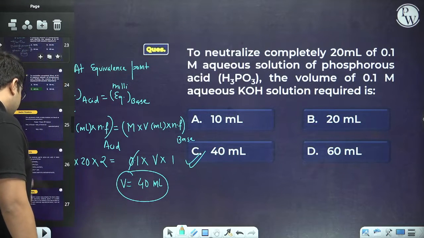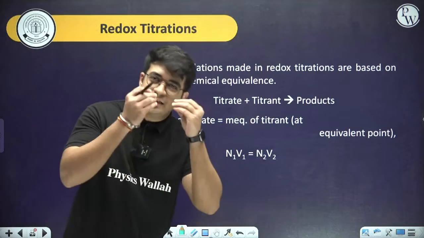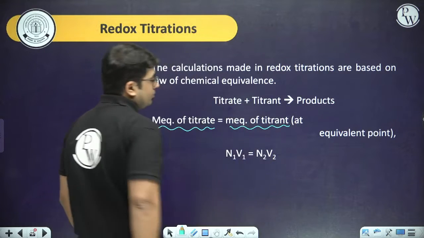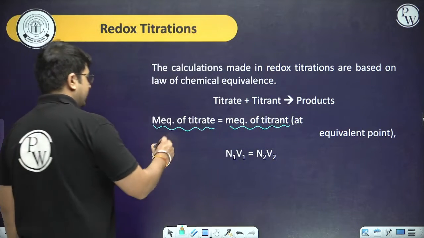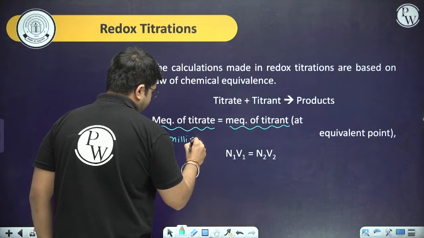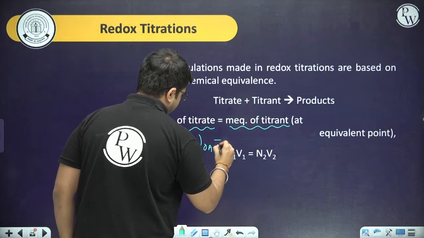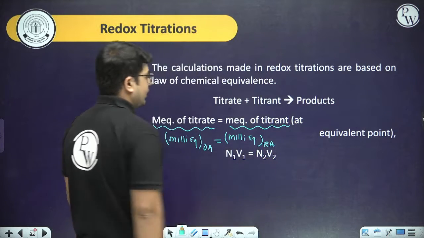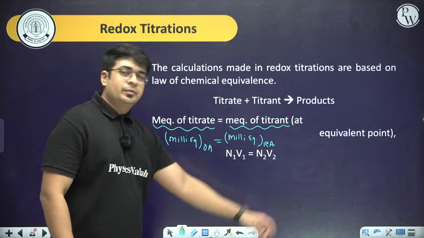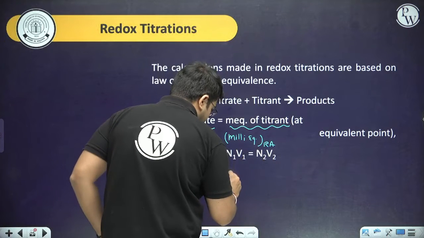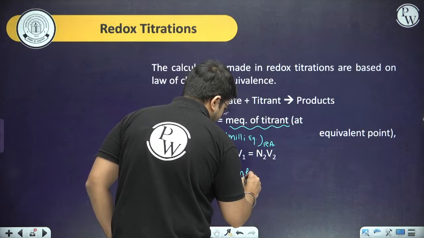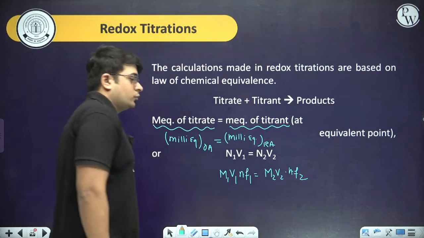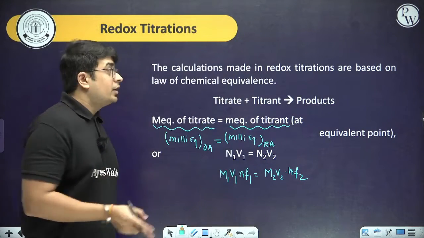Now it's time for the redox type of titration. Nothing new is there. You can say milliequivalents of titrate will be equal to milliequivalents of titrant, or milliequivalents of oxidizing agent will be equal to milliequivalents of reducing agent. That's it. You can say N1V1 equals N2V2, or M1V1 times n factor 1 equals M2V2 times n factor 2.